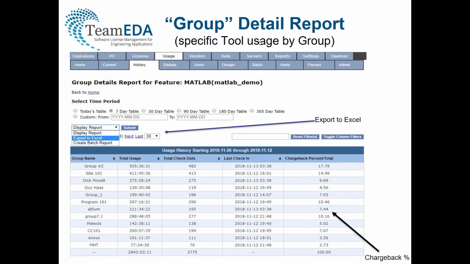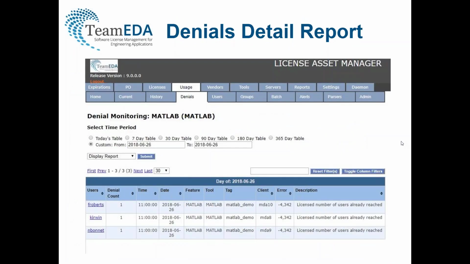This is a group detail report for MATLAB. We want to allocate MATLAB costs across all the groups. So here we have a bunch of groups. This is how much time they used MATLAB in this time period here, and we have a percentage of total. You could dump this out to Excel and use these percentages to charge back if you need that.